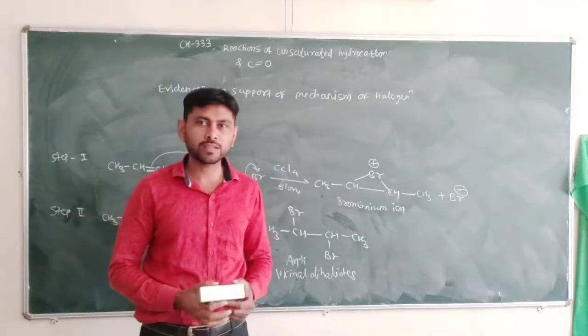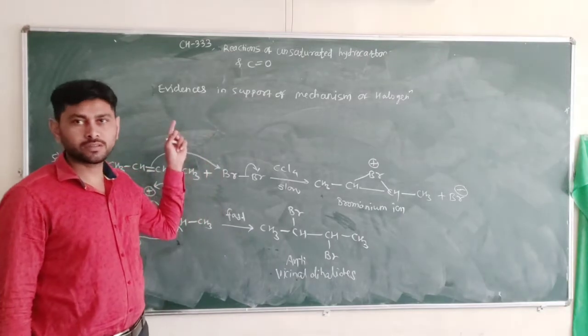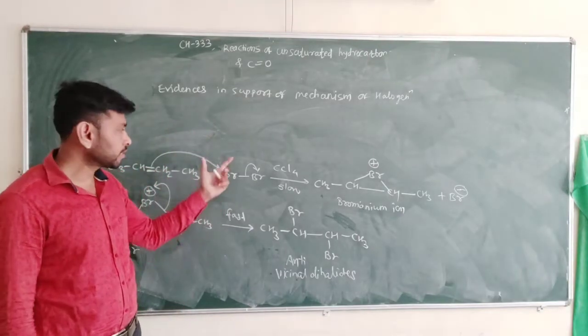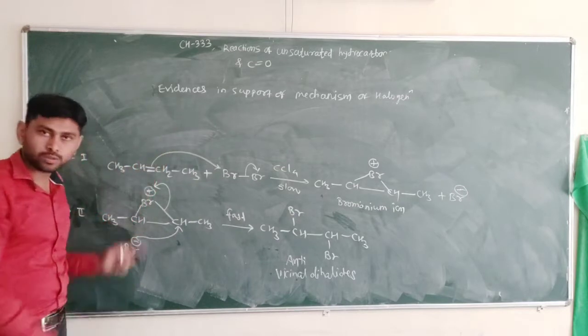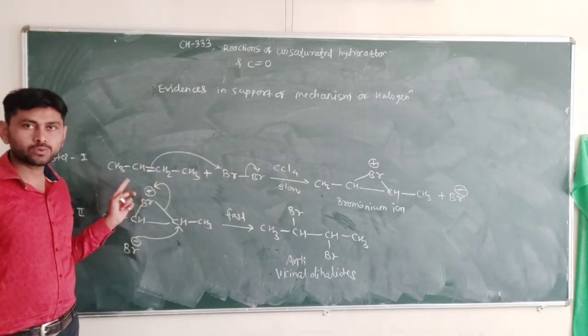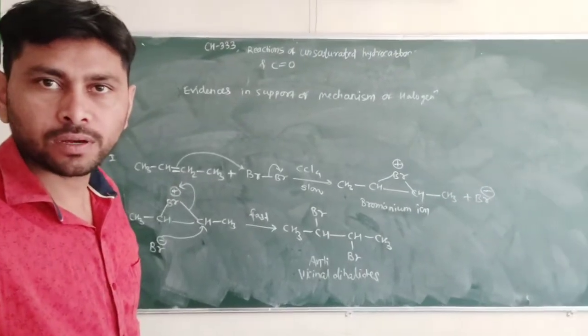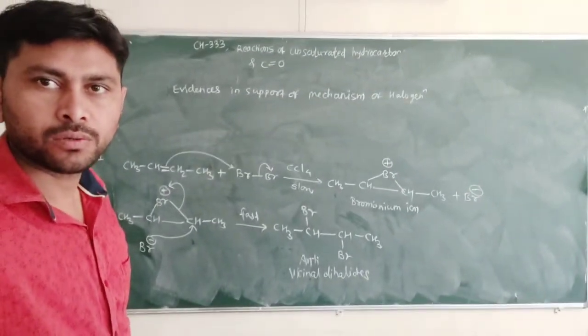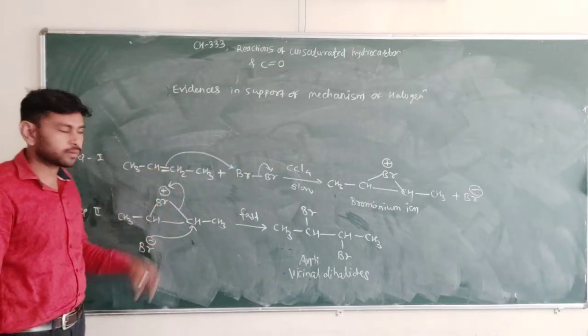Hello friends, in the last lecture we learned about the halogenation reaction, that is, addition of halogen to carbon-carbon double bond, and this is the two-step mechanism of the addition of halogen to carbon-carbon double bond.